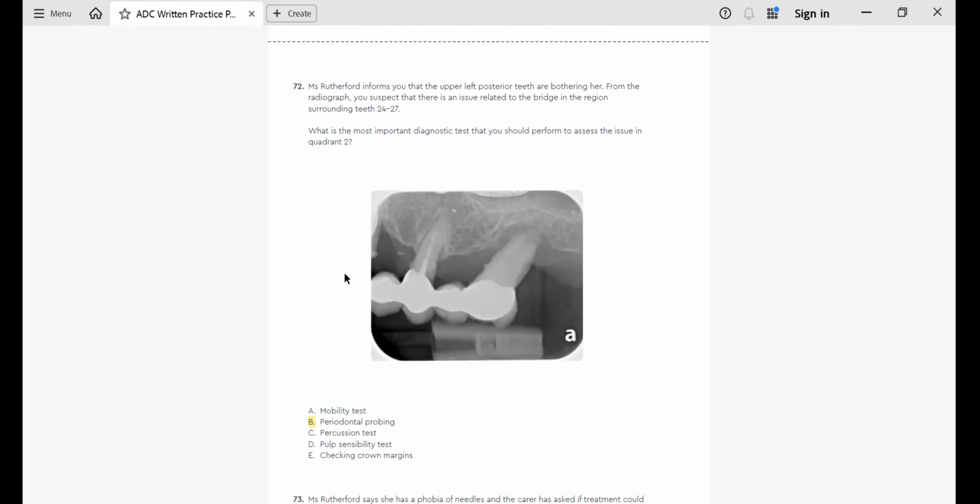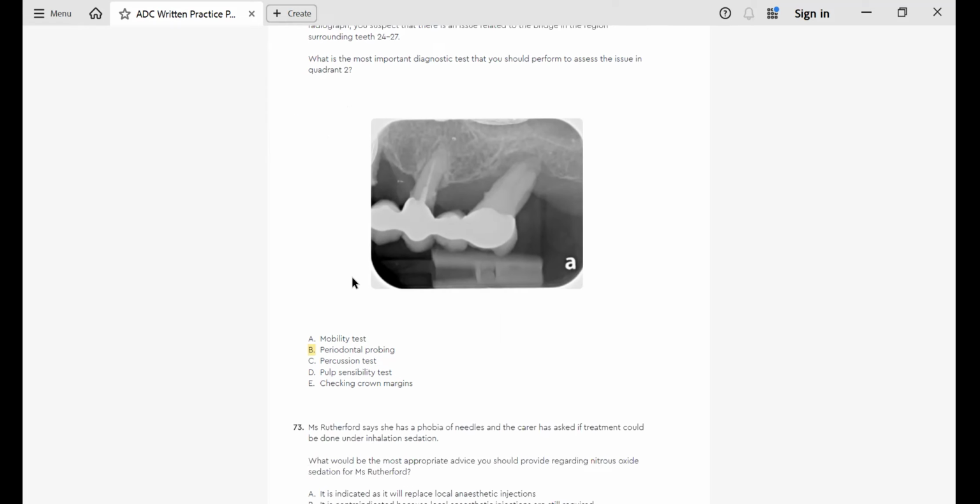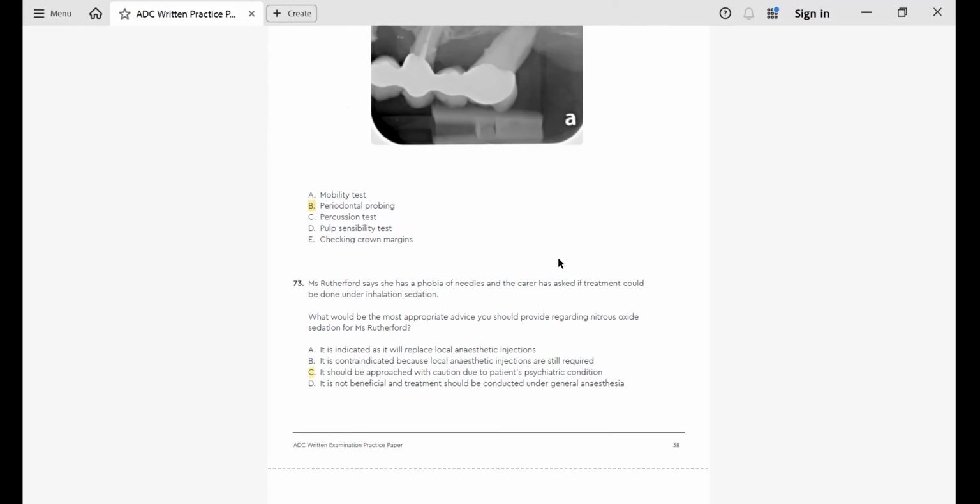Why not A in question 72? Okay, I have already explained. All right. So nitrous oxide should be approached with caution due to the patient's psychiatric condition, right?